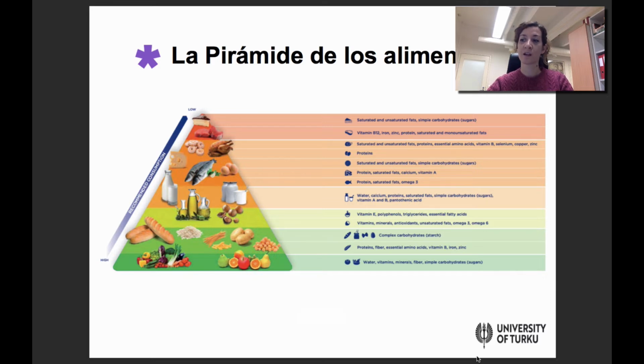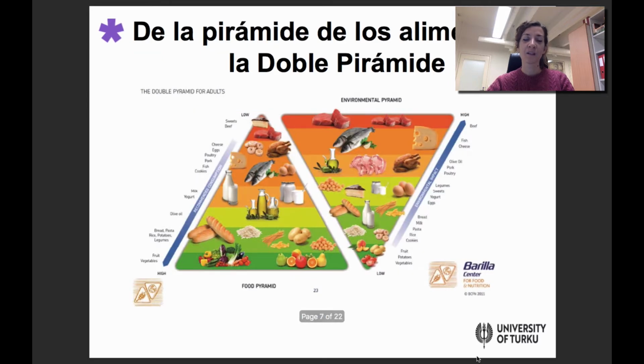So maybe now you can take a moment to think about how these recommended consumption levels compare with what you have in the food pyramid that you have drawn, and just to see where you stand in a way. So let's go back to the double pyramid.